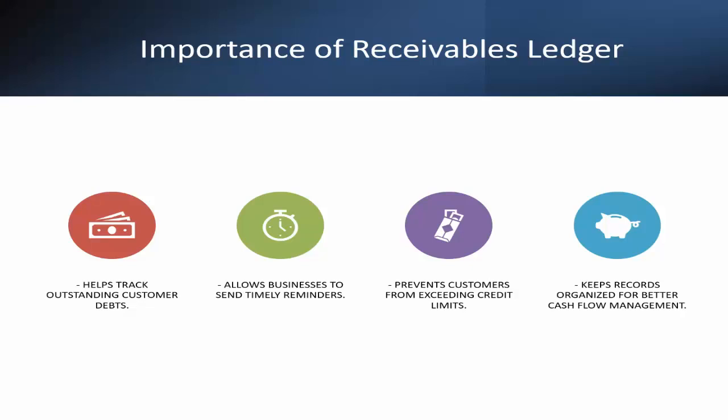The general ledger is like the total class grade a teacher keeps for all students combined. The receivables ledger is like each student's individual report card, showing their personal scores and progress.